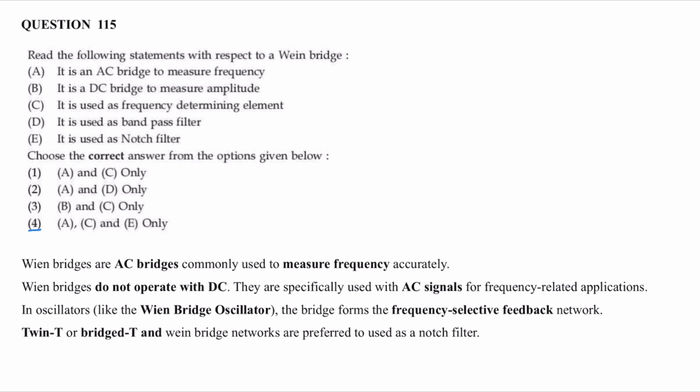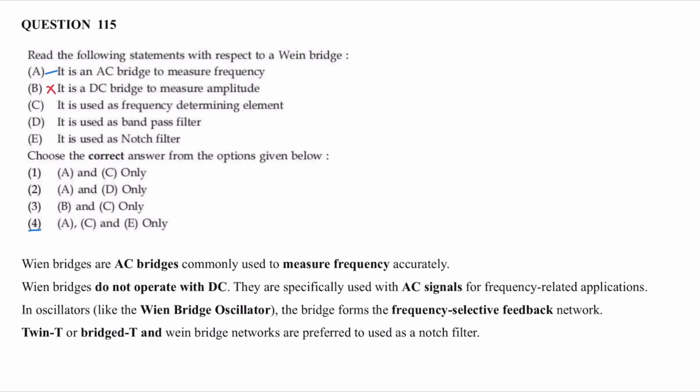Next question. Read the following statements with respect to Wien bridge. Statement A: Wien bridge is an AC bridge used to measure frequency. Statement A is correct. Statement B: it is a DC bridge to measure amplitude. Statement B is incorrect. Wien bridge is an AC bridge.